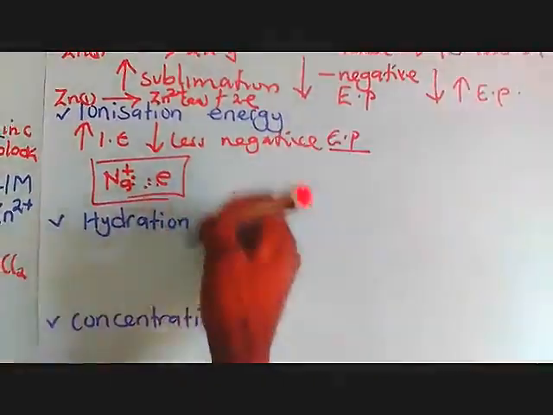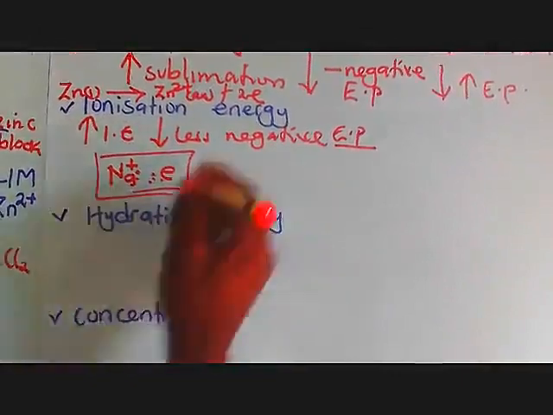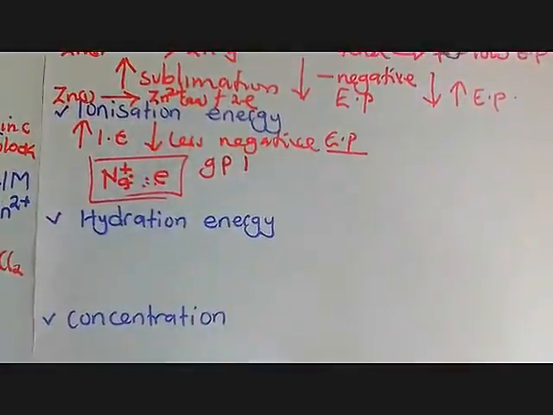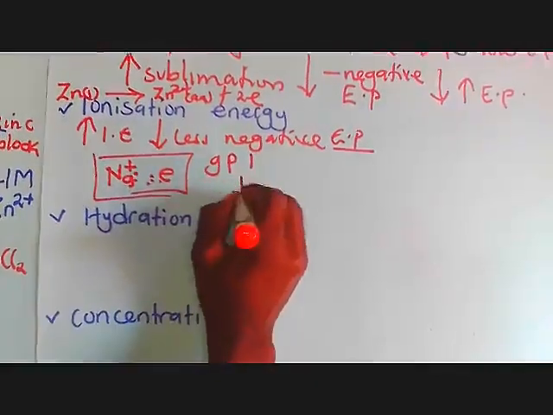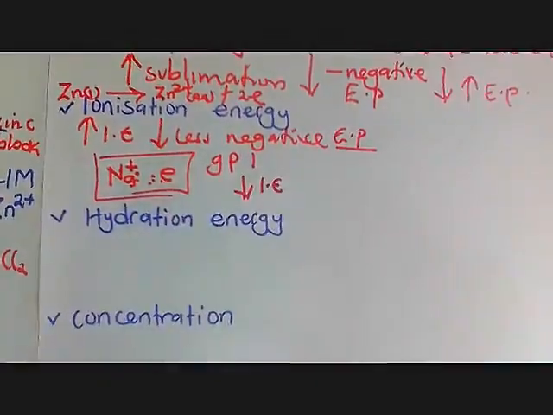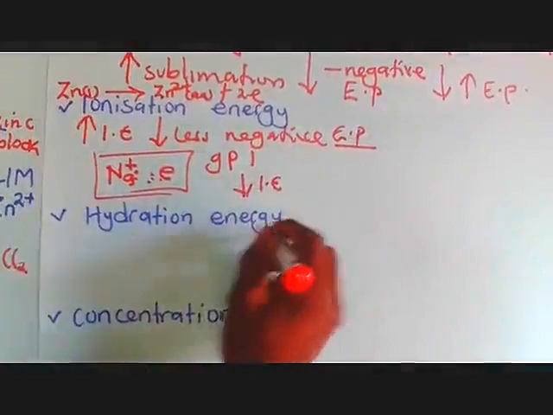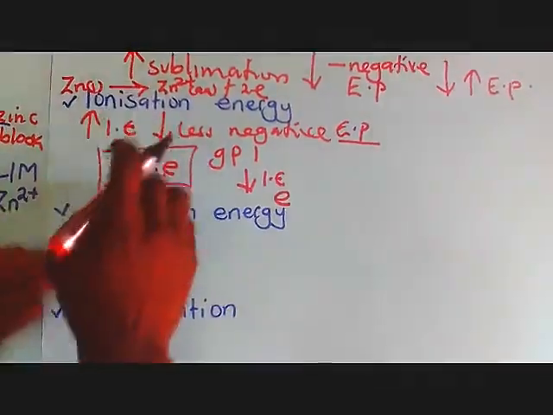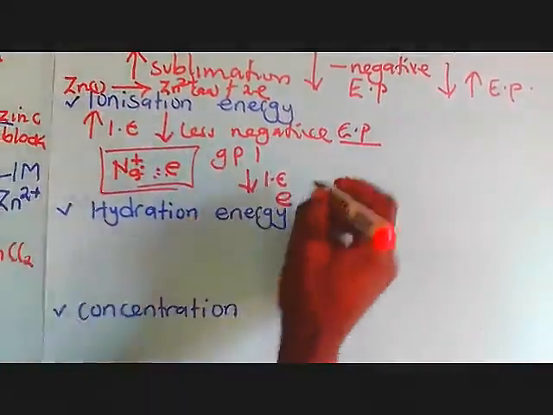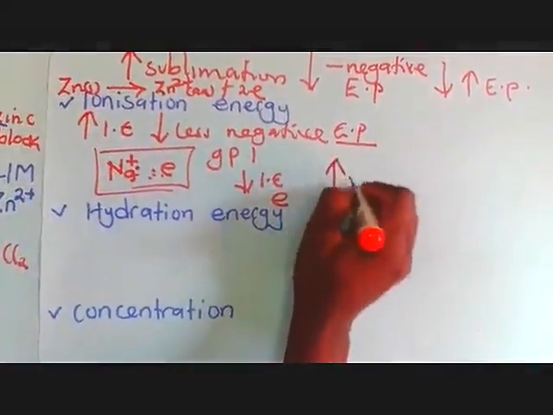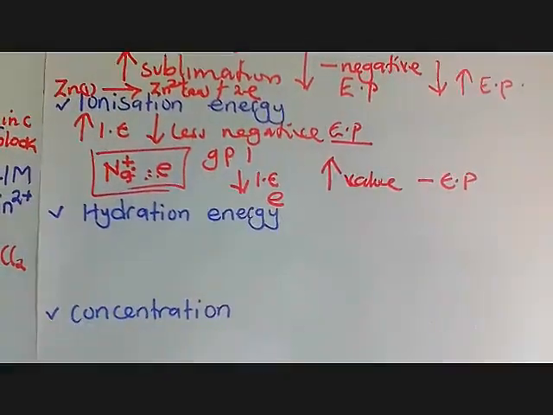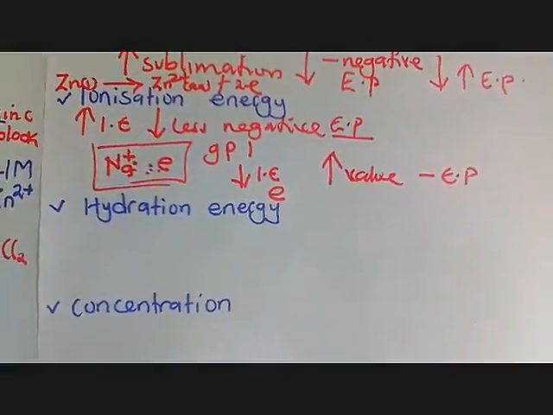But if you have low ionization energy, like for example in group 1 in the periodic table, the species there have low ionization energy. So it is very easy for them to give us the electrons. It means they are going to have a higher negative electrode potential. Let me say they are going to be more reducing agents.